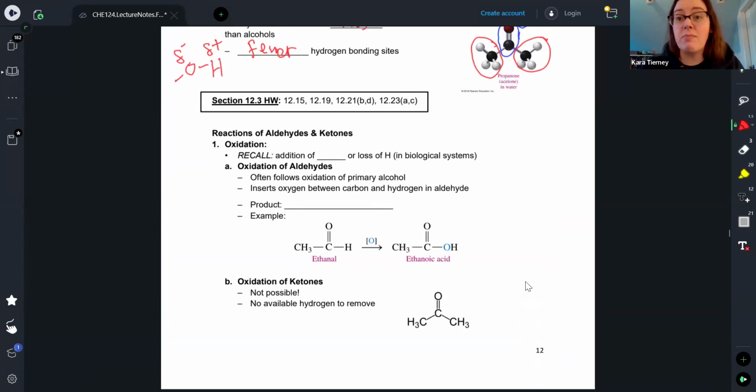Let's reflect back to when we introduced redox reactions. In biological systems, we can see if a reduction or an oxidation is happening by looking at if there is a gain or loss of oxygen or hydrogen. So in the case of oxidation, we can see either the addition of oxygen or the loss of hydrogen.